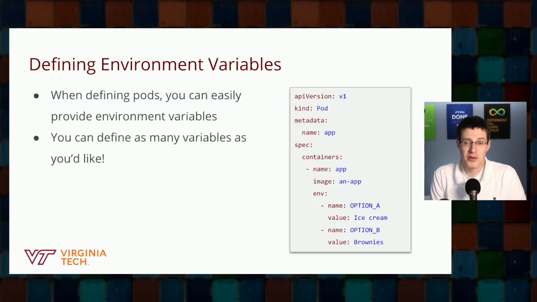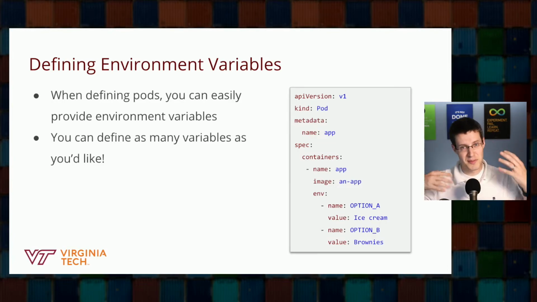So defining environment variables in pods is pretty simple. In the pod specification, I just use the env key, and then I can give an array of name-value pairs. So this is saying, okay, I'm going to define an environment variable option A, give it the value of ice cream, option B of brownies. And actually, the voting app that we used in the hands-on two weeks ago, if you specify option A and option B, you can override the voting choices in the voting app. So you may want to give that a try.